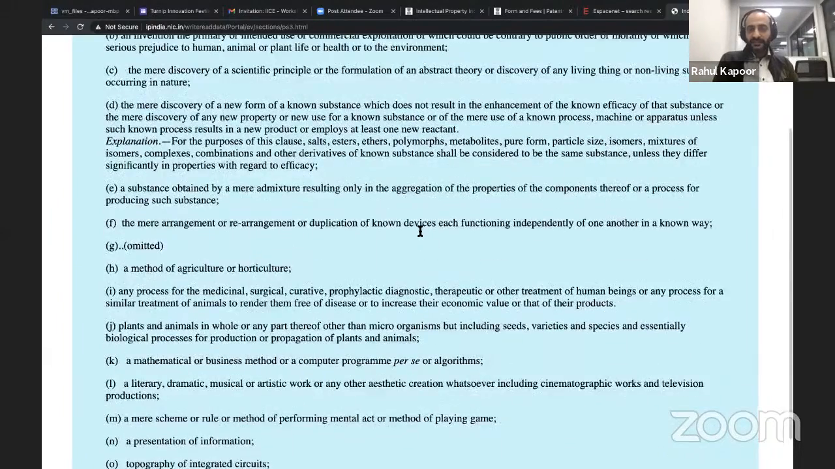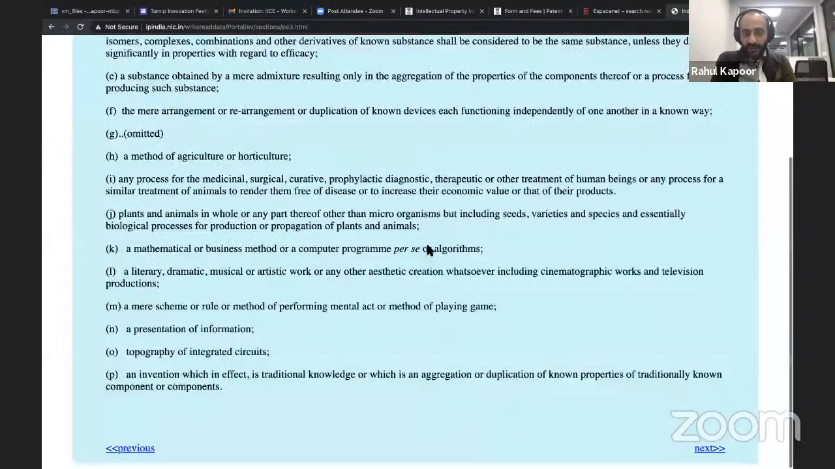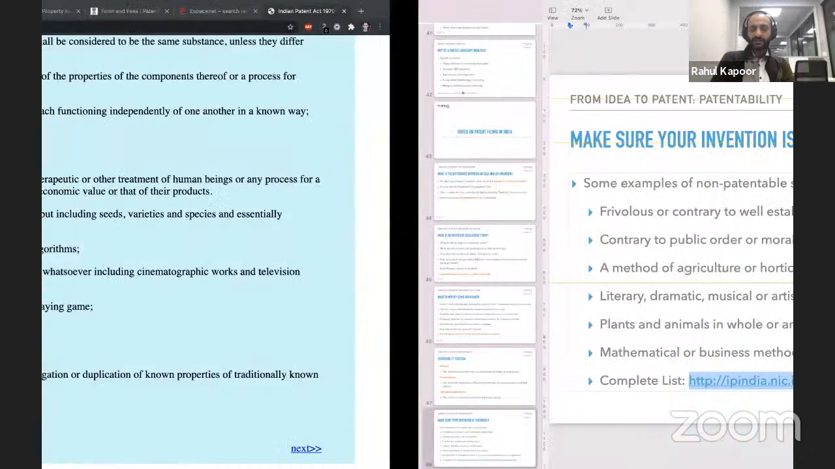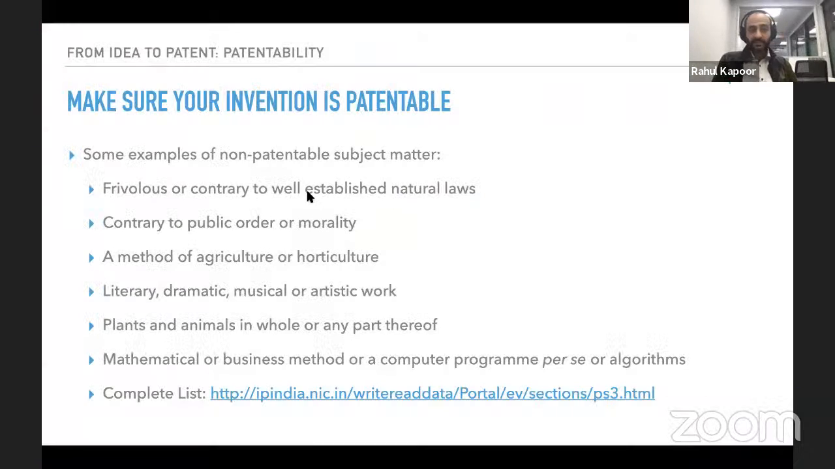So these are the things which are not classified as inventions. You can read it, it's not that much content, but I have summarized a little bit over here. So you can see anything that is frivolous or contrary to well-established laws, contrary to public order or morality. Any method of agriculture or horticulture in India is not allowed. Any literary or dramatic work is copyrightable, it's not patentable. Any whole plants or animals are not allowed.